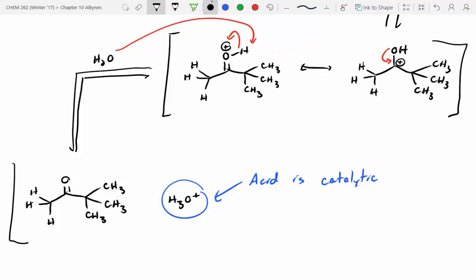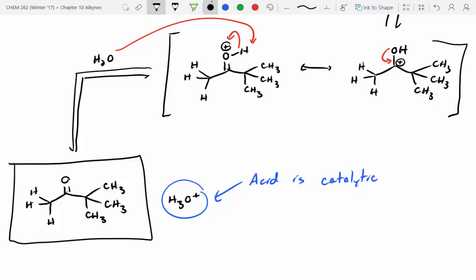So there's 2 catalysts? Well, the first catalyst, the mercury, is used for that initial hydration of your alkyne, and then any extra acid around is a catalyst for the keto-enol tautomerization. So yeah, there are 2 separate catalysts for this overall transformation.